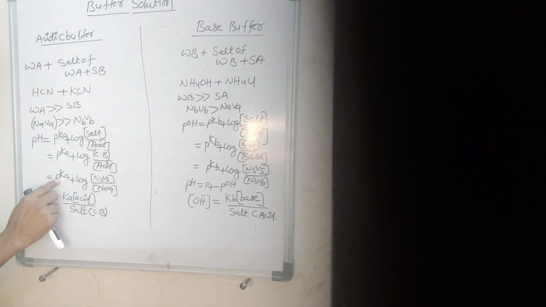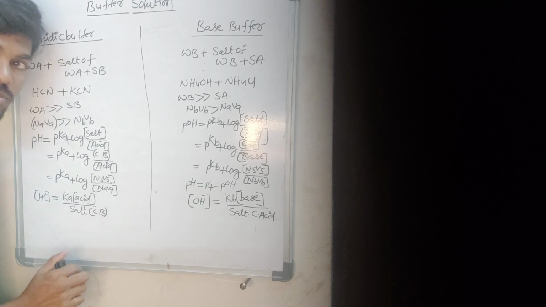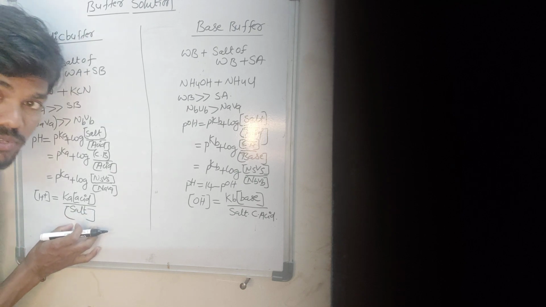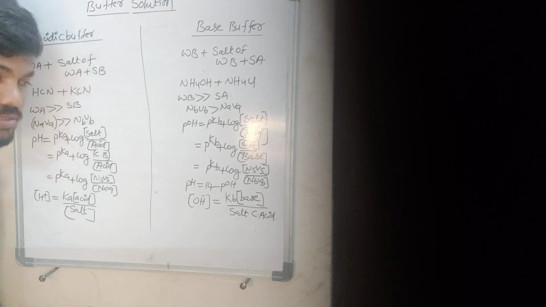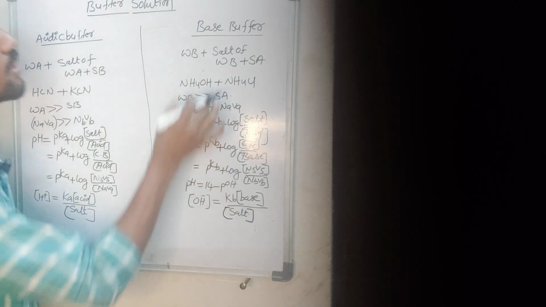pH is equal to pKa plus log NsVs by NaVa, which means salt concentration by acid concentration. Next one, H plus concentration: how can you find it? H plus concentration is Ka into acid concentration by salt concentration. In place of salt we can use conjugate base also. Understand?